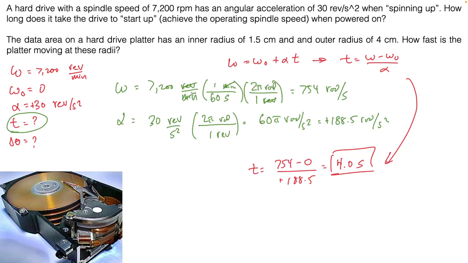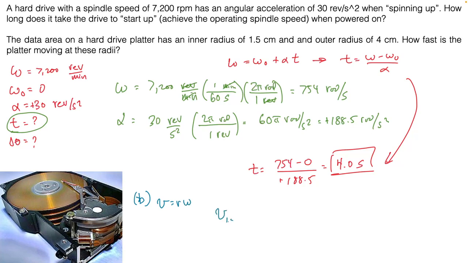It doesn't care about angular speed. It cares how fast are ones and zeros going underneath my sensor. And by ones and zeros, we mean various magnetizations on the surface of the drive. So to do part B here, we're going to employ v equals r omega. We know what omega is. We know the drive is operating at 754 radians per second. What we want to find out is what the tangential speed is in meters per second right underneath that read-write head if it's at the inner radius of 1.5 centimeters versus the outer radius of 4 centimeters.